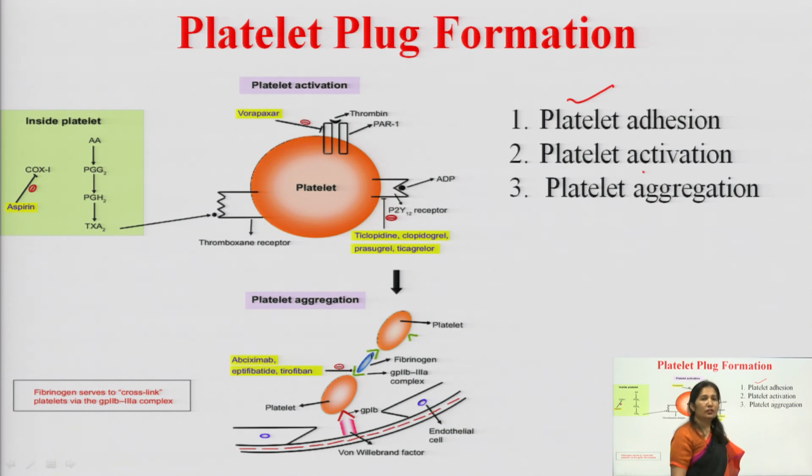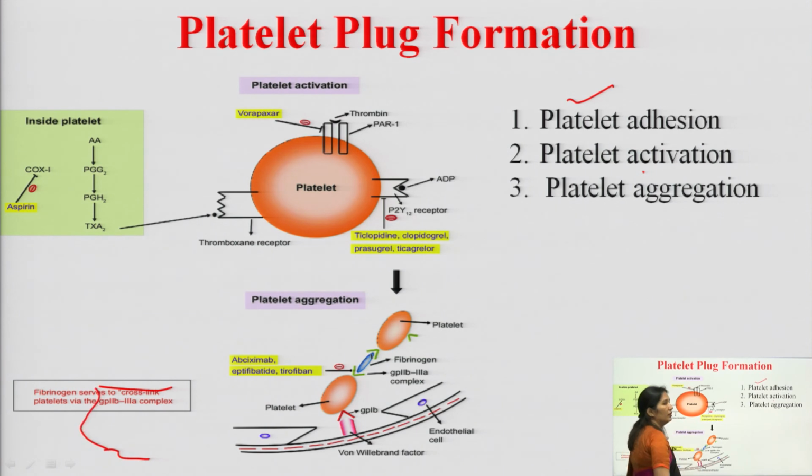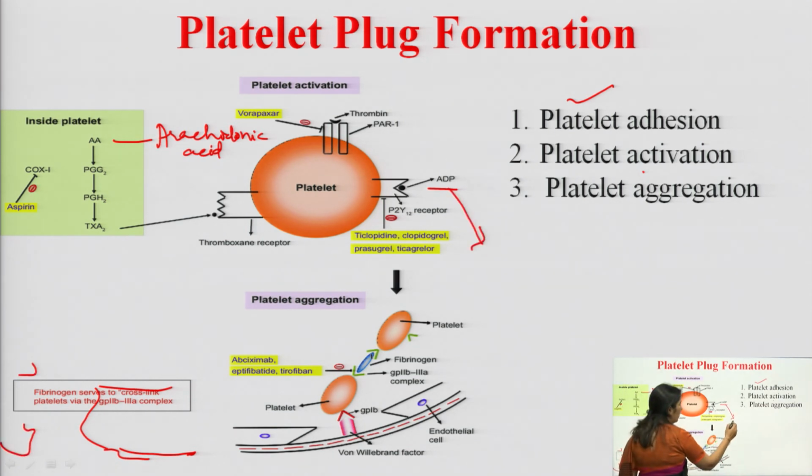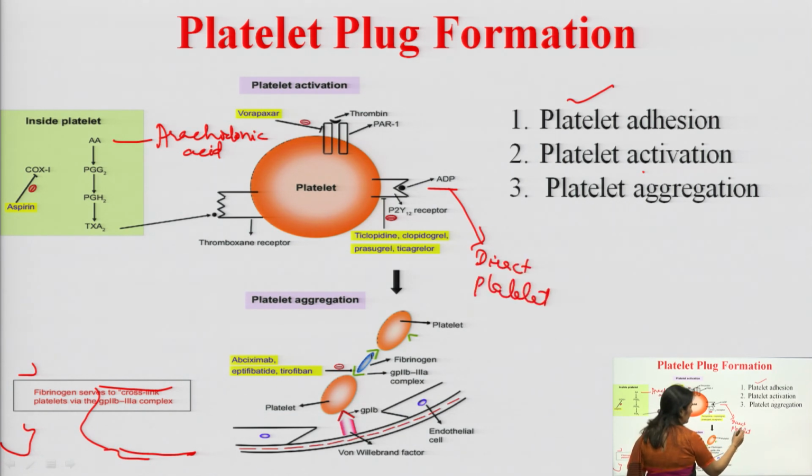Whenever there is an injury to the blood vessels, platelets adhere to the injured vessel, which results in platelet activation and then in the generation of arachidonic acid. This arachidonic acid will first release ADP, which is responsible for direct platelet aggregation.